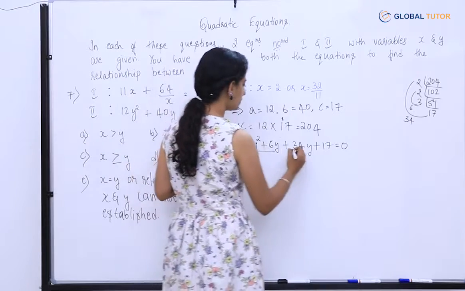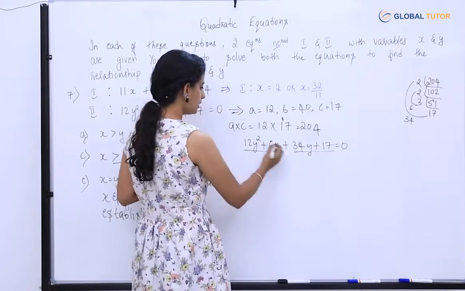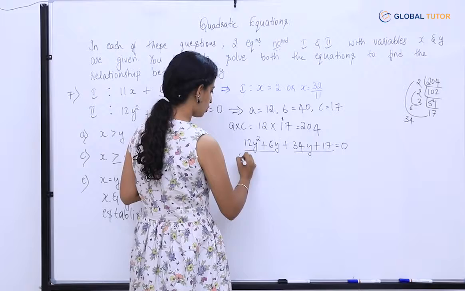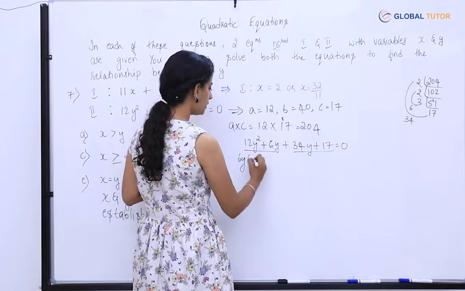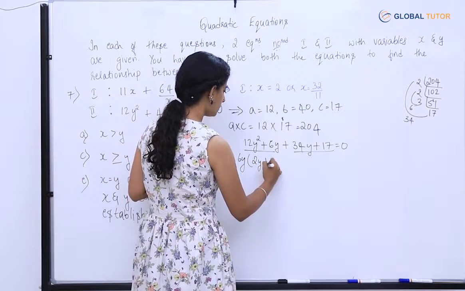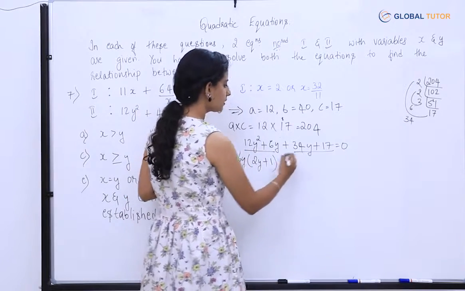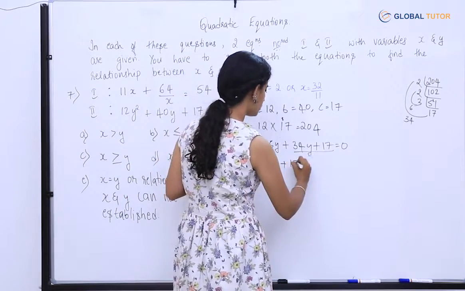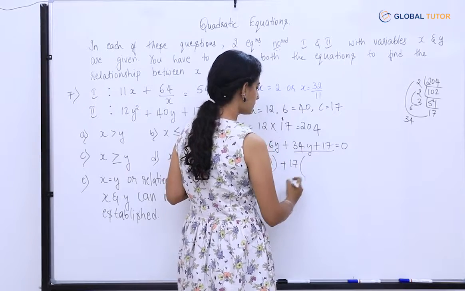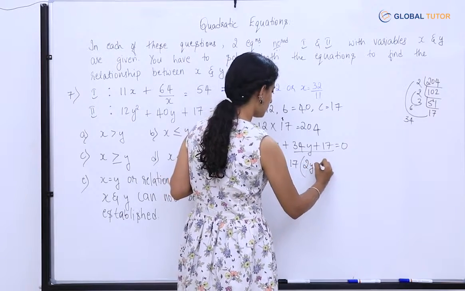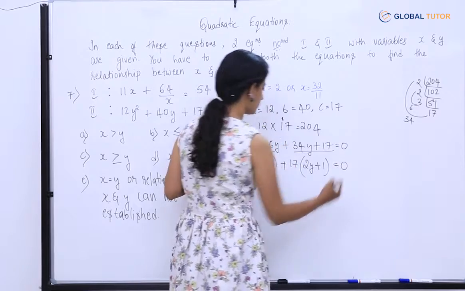Now we can group these two and these two. Here I can take 6y common, so this will be 2y plus 1, plus here I can take 17 common. So 17 into 2 is 34, 2y plus 1 is equal to 0.